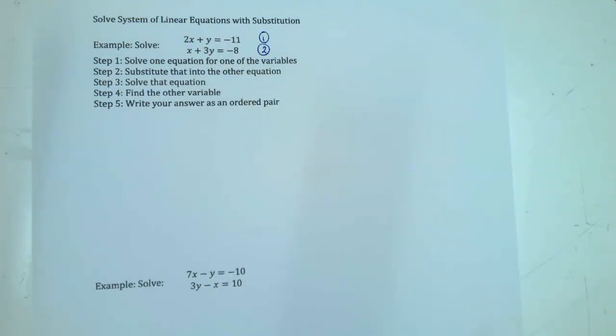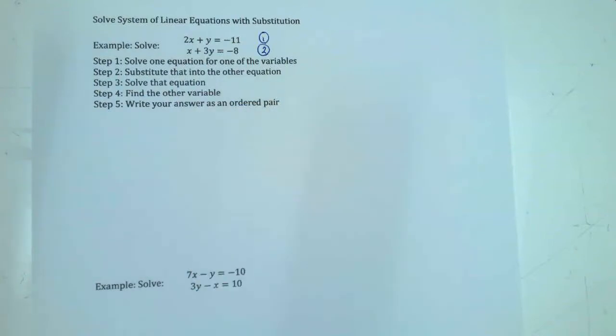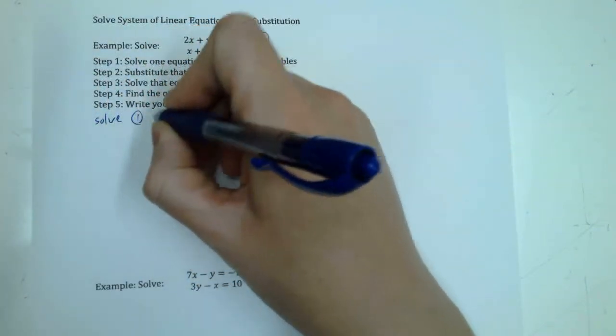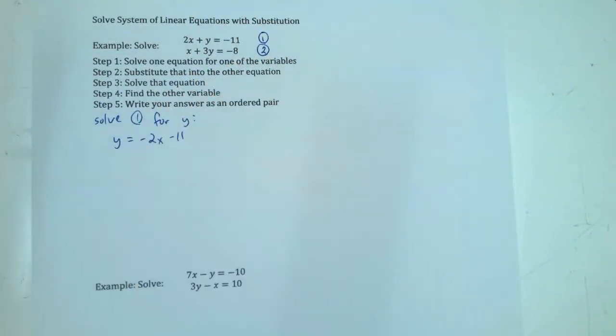So our first step, as you can see, is we're going to solve one of those equations for one of the variables. Now, it does not matter which equation or which variable. Ideally, we'd like to pick the easiest. So we could do, I would say, either equation 1 for y or equation 2 for x, just because those are probably the easiest. I'm going to go ahead and solve number 1 for y, but again, you could certainly do it the other way as well.